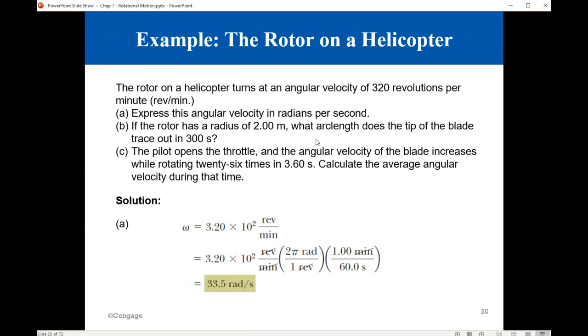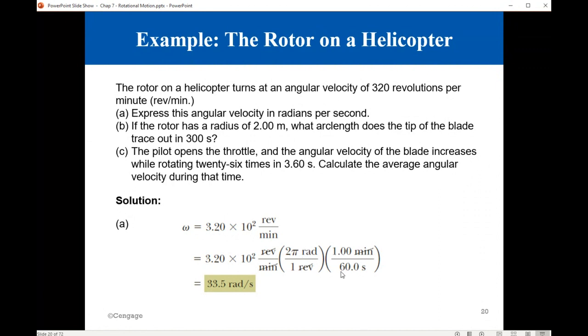This is a simple question meant only to sharpen our skills when we deal with these definitions with the conversion between units. So for the first part, we need the angular velocity in radians per second. We have 320 revolutions per minute. The conversion factor: each revolution has 2 pi radians. So 2 pi radians divided by 1 revolution, this is just 1. All conversion factors must be 1.